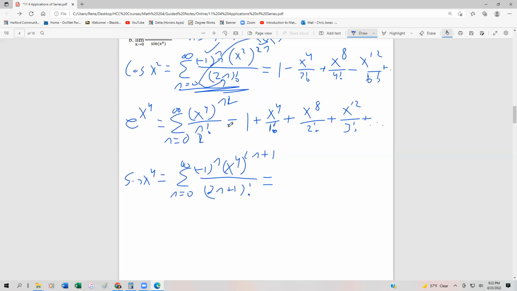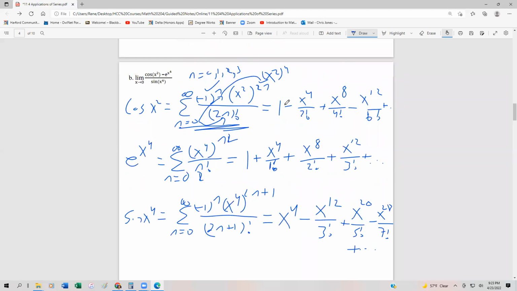And then finally down here, if I substitute 0 back in, this is going to become x to the fourth. And if I substitute a 1 back in, this becomes x to the fourth cubed, so that's going to be minus x to the 12th divided by 3 factorial. And then if I substitute a 2 back in, it's going to be a positive x to the fourth to the fifth, which is x to the 20th over 5 factorial, and then x to the 28th divided by 7 factorial. And that's just going to keep going on forever.